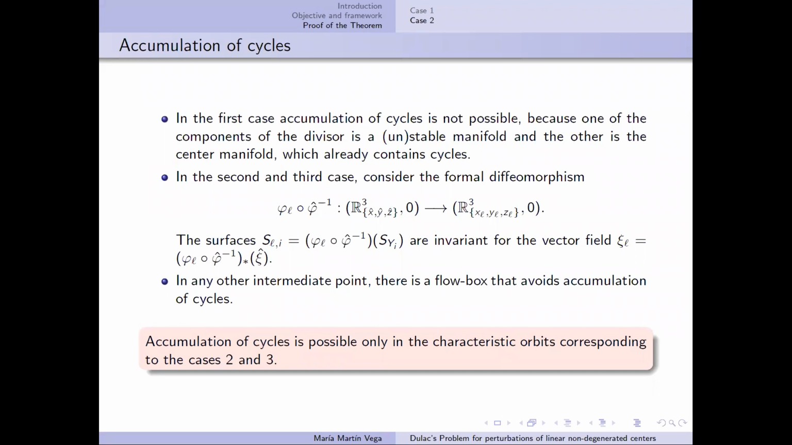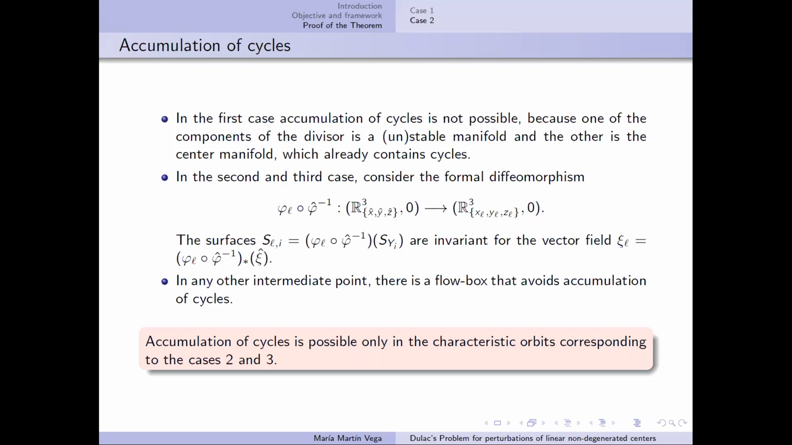In the first case, we have that the singularity of the vector field is a corner, and the two separatrices are in the divisor. So if we find cycles, we find them in this divisor. In the second and third case, we consider again this formal diffeomorphism, as I said at the beginning, and we find the transformed surface of the invariant surface of the formal vector field, and we find that these surfaces are invariant for the analytic vector field.